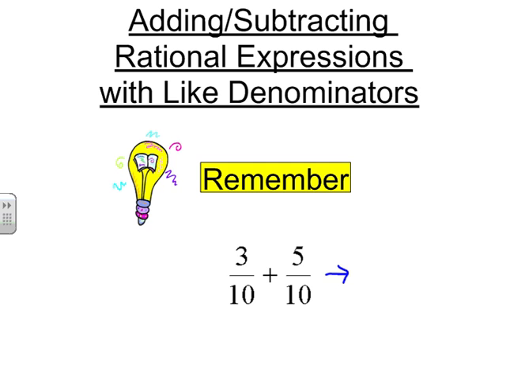Our process is that we're going to keep the denominator and we're going to add or subtract the numerators. Here we have 3 plus 5, which would give us 8. We then would have to reduce it by dividing the top and bottom by 2, and that would give us 4/5. So basically, we kept the same denominator, added or subtracted the numerator, and simplified.